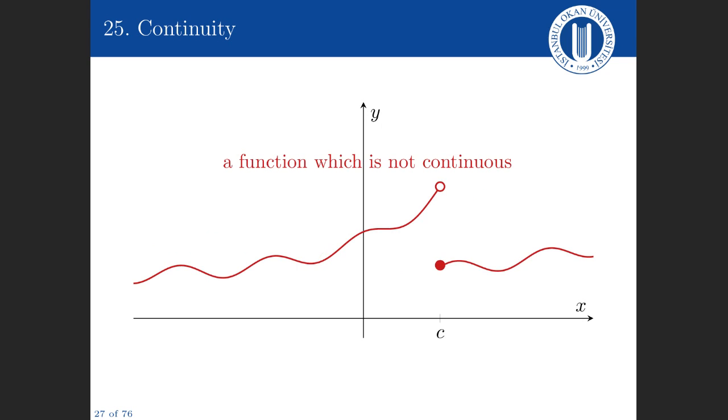If instead, when we're trying to draw the graph of a function, we start on the left, we draw the function, but then we have to lift our pen off the paper, move our pen to a different point, and then put it down and keep on drawing, then we have a function which is not continuous.